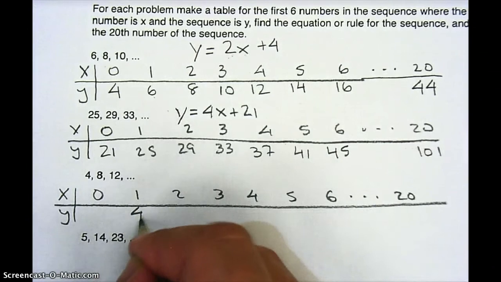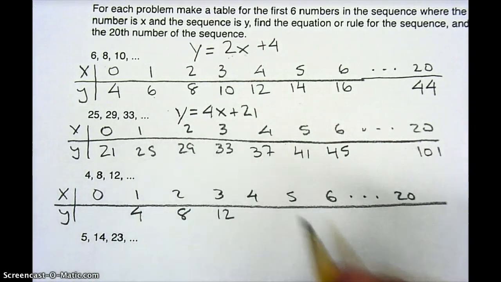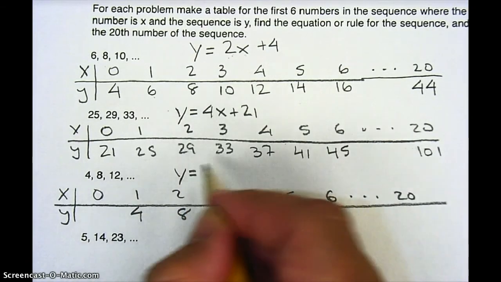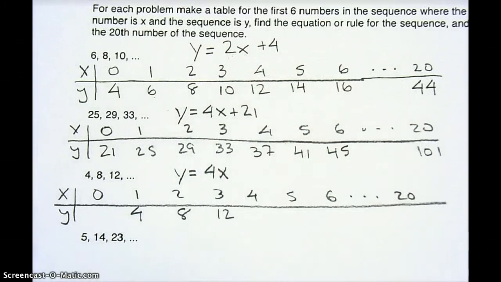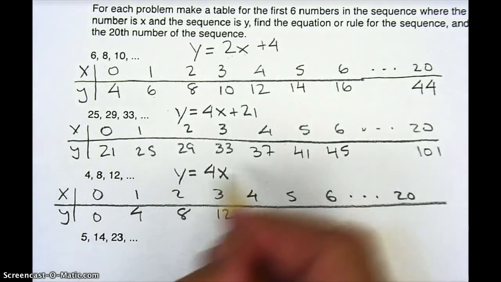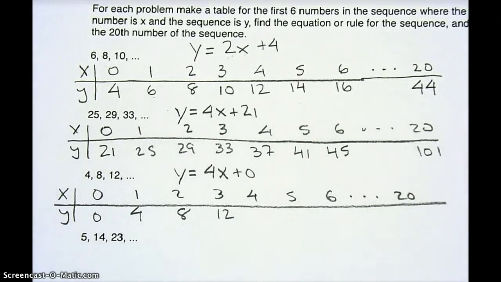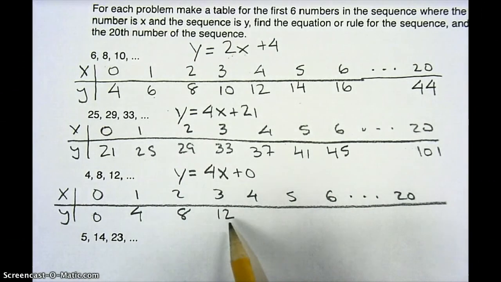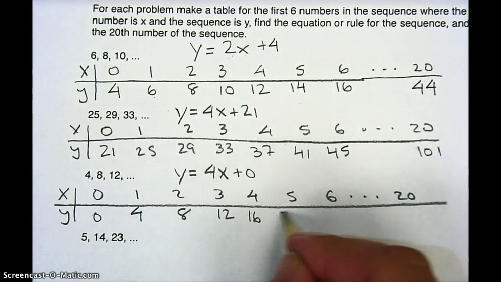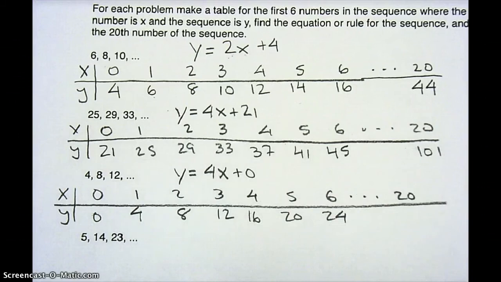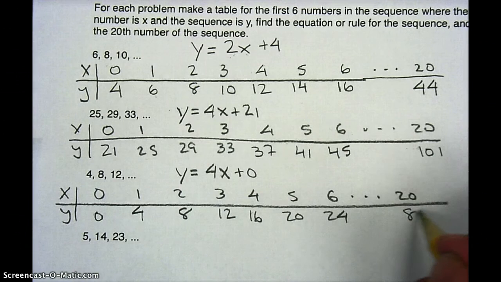And I know I'm going up 4, 8, 12. Well, I know I'm going up by 4 each time, so I know it starts y equals 4x. 4 less than 4 is going to be 0, so I'm going to add 0 to it. So it's 4x plus 0. Then I can continue adding 4, 16, 20, 24. Now to find the 20th number, I'm going to take 4 times 20, which is 80, and then add 0, so I still get 80.